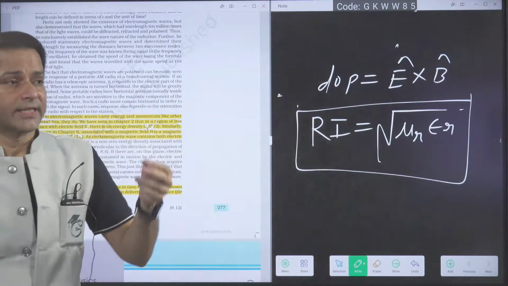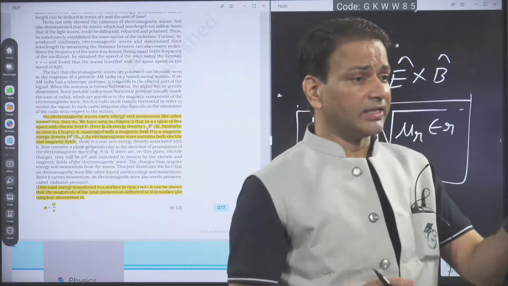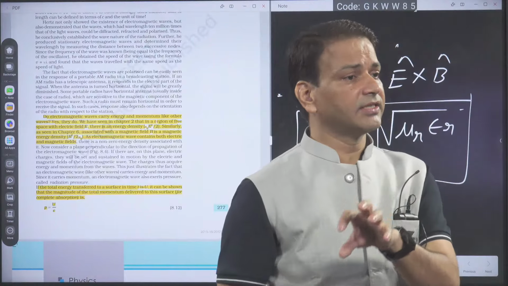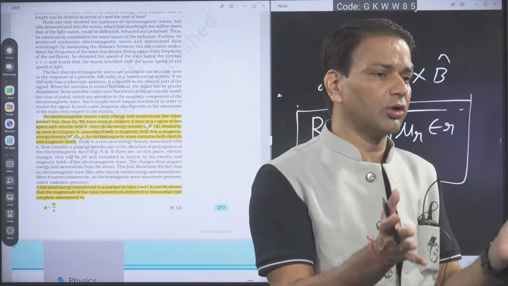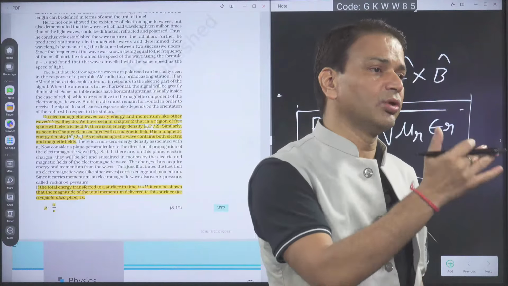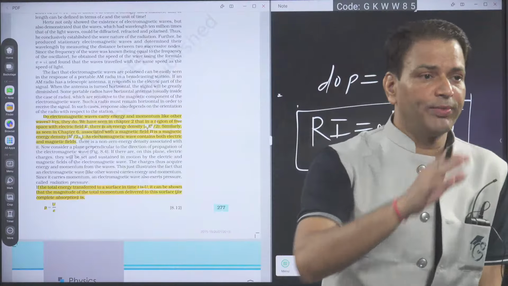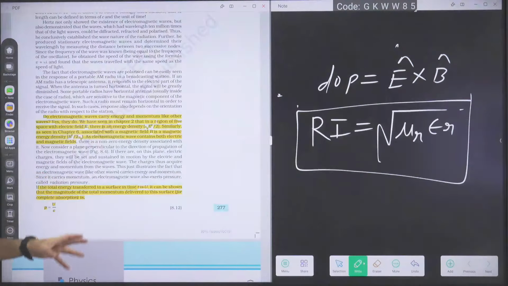Second thing, in the energy density, what we have to remember: the energy density due to electric field and the energy density due to magnetic field are both equal. It means they have equal contribution in the energy of the EM wave. Everybody got it or not?